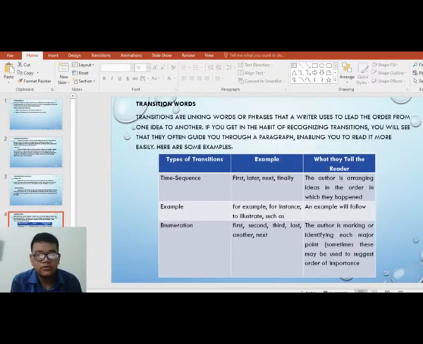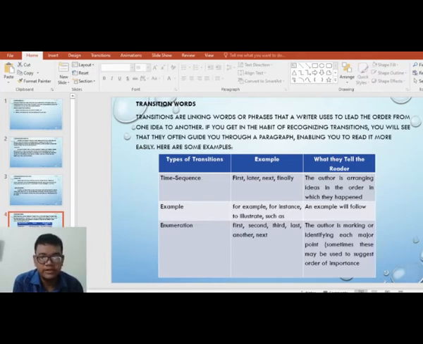Transitions are linking words or phrases that a writer uses to lead the order from one idea to another. If you get in the habit of recognizing transitions, you will see that they often guide you through a paragraph, enabling you to read it more easily. Here are some examples. If it is a time sequence type of transitions, they will tell you the sequence of time. The examples are first, later, next, and finally.